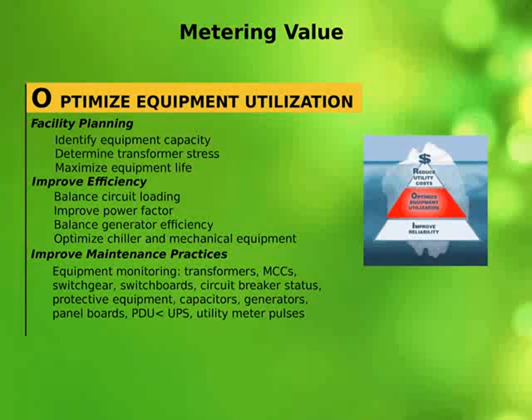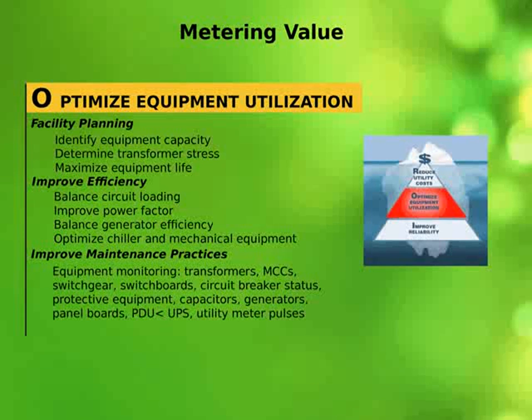When you talk about improving efficiency, you look at balancing the circuit loading, improving the power factor, balancing generator efficiency, and optimizing chiller and mechanical equipment. Under the improved maintenance practices, really this is where we talk about the equipment or load monitoring, such as transformers, MCCs, switchboards, switchgears, capacitors, generators, PDUs, UPS. All of these things go towards optimizing and getting the most out of your equipment.